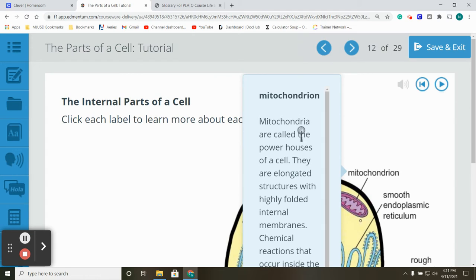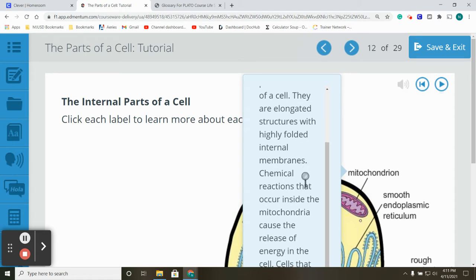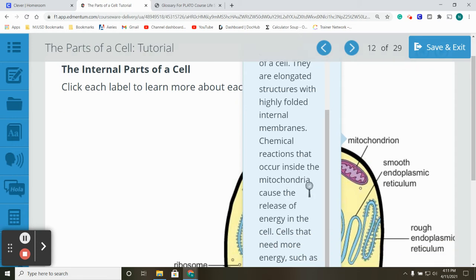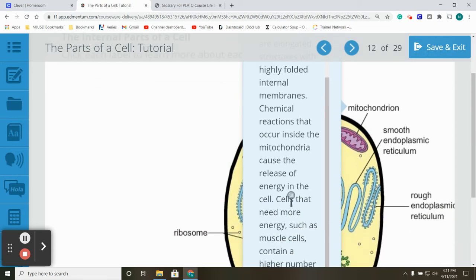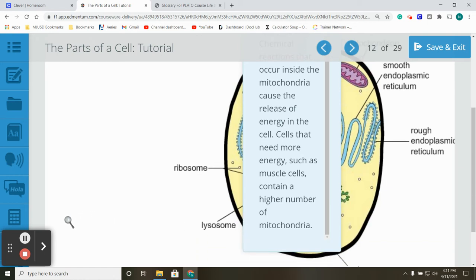Mitochondria. Mitochondria are called the powerhouses of a cell. They are elongated structures with highly folded internal membranes. Chemical reactions that occur inside the mitochondria cause the release of energy in the cell. Cells that need more energy, such as muscle cells, contain a higher number of mitochondria.